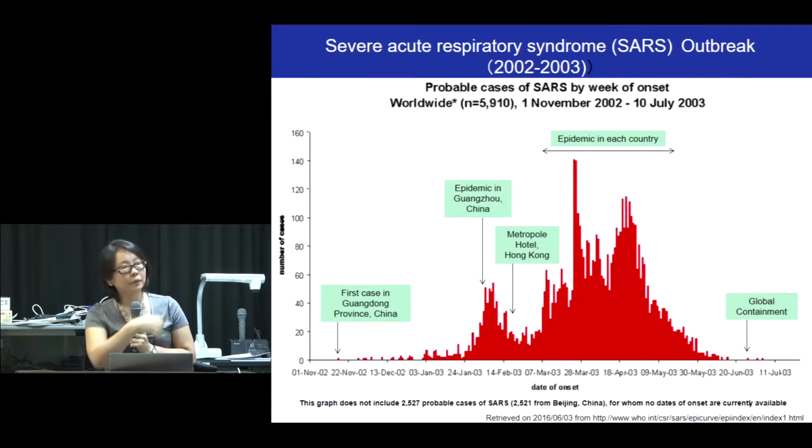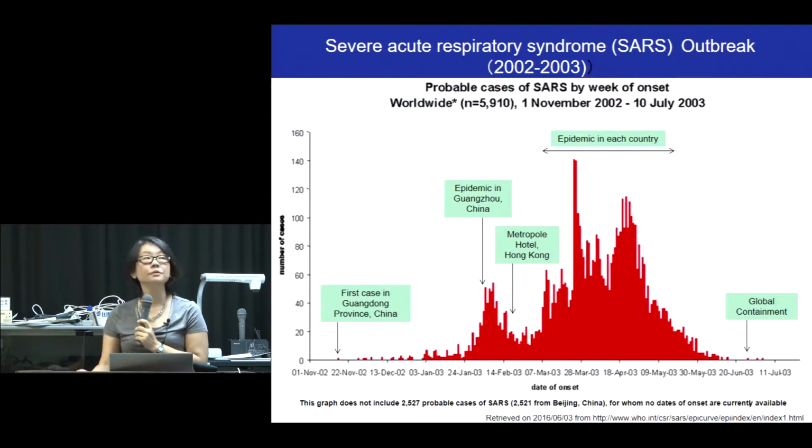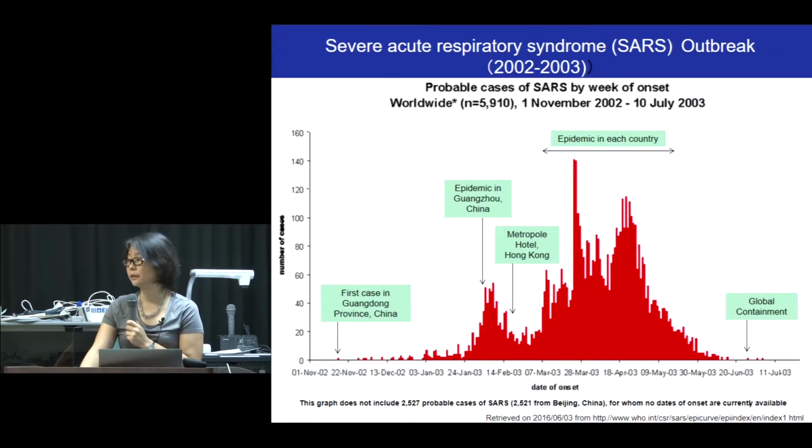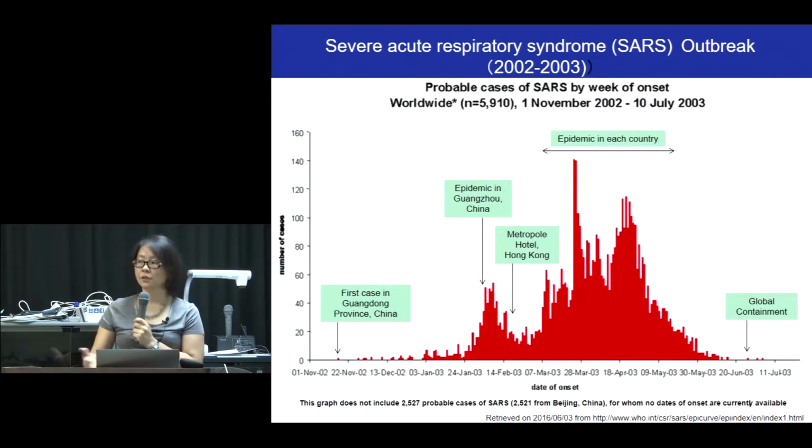This is another example. This is SARS. You may all have heard about SARS in the news. SARS stands for Severe Acute Respiratory Syndrome. And this is data from the outbreak that we had in the year between 2002 and 2003. SARS is a viral respiratory illness, and it's caused by a coronavirus called the SARS-associated coronavirus.